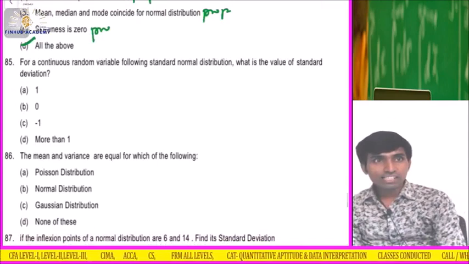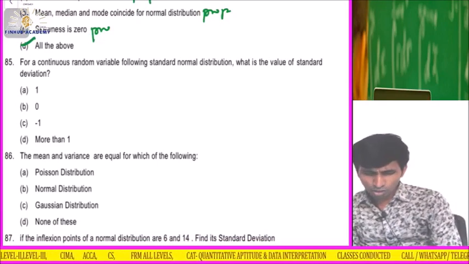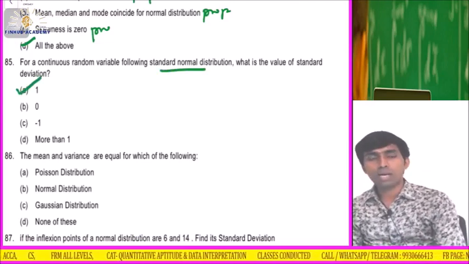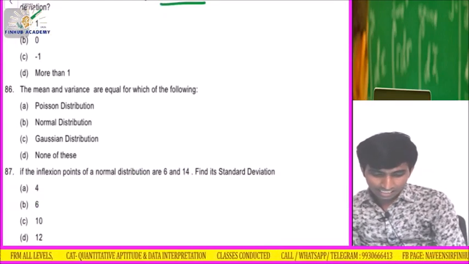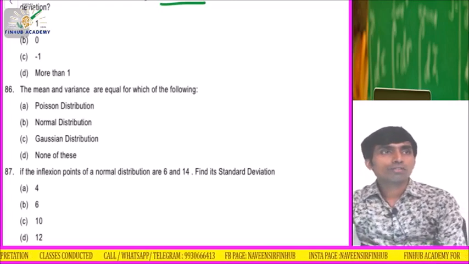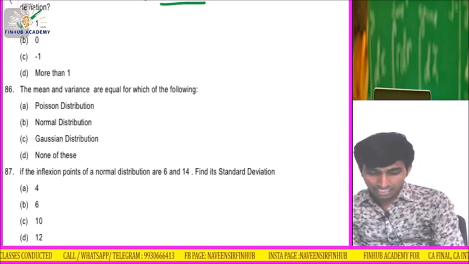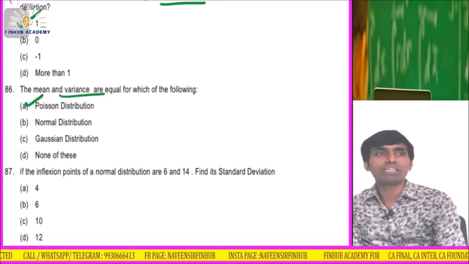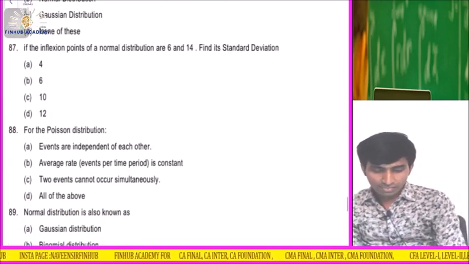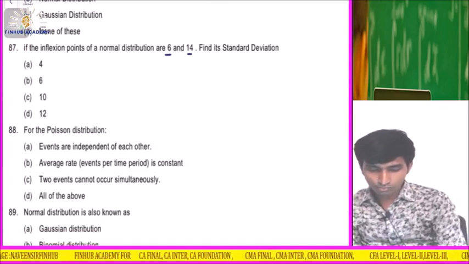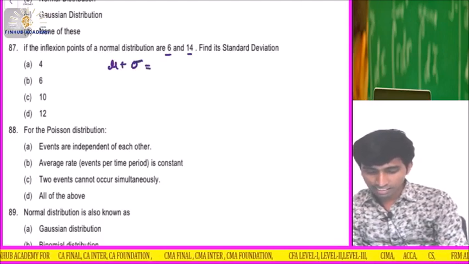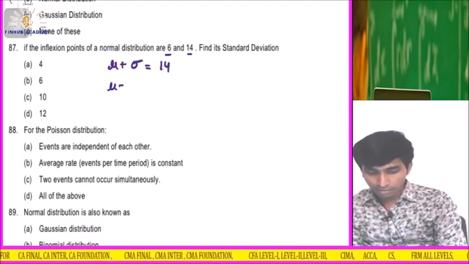Next, for a continuous random variable with standard normal distribution, what is the value of the standard deviation? It is 1. Next, the mean and variance are equal for which distribution? We know that the mean and variance are equal for Poisson distribution, not for normal. Okay, simple, easy. Next, if the inflection points of a normal distribution are 6 and 14, what was the formula? Mu plus standard deviation is equal to 14, the upper one, mu minus standard deviation is equal to 6.